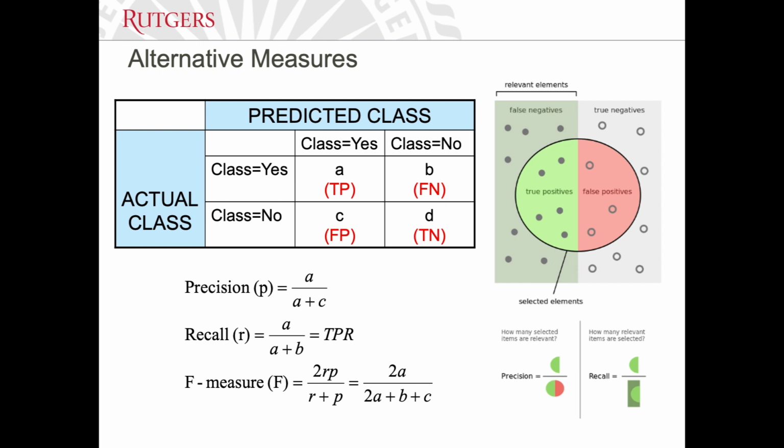F1 measure is just the harmonic mean between recall and precision. A high value of F measure ensures that both precision and recall are reasonably high.